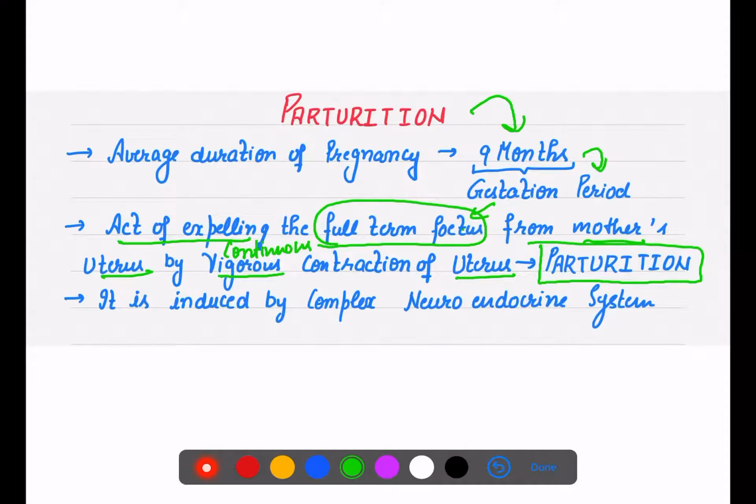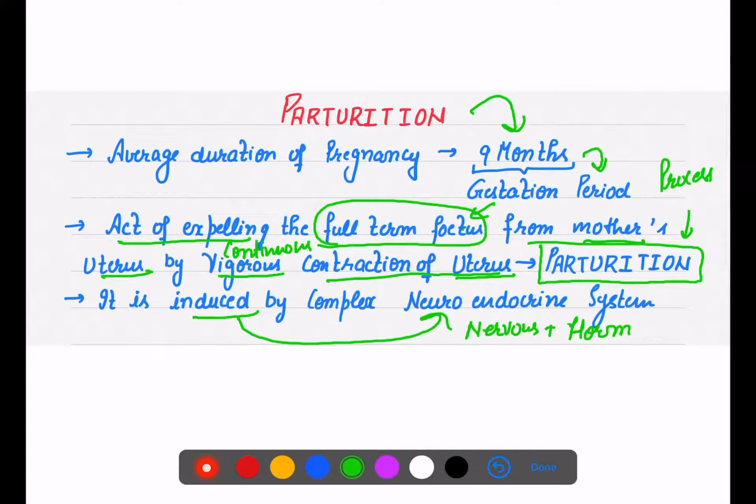Simply, when a fully formed fetus, the baby, is born by continuous contraction in the uterus, that process is called parturition. So it is a process, it is an act of expelling the full term fetus. How does this start? It is induced. Who starts this? It is induced by the neuroendocrine system, meaning the nervous system as well as your hormones. Both systems are playing a role in the parturition.